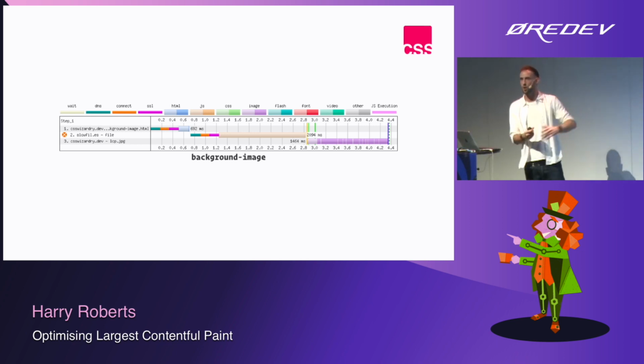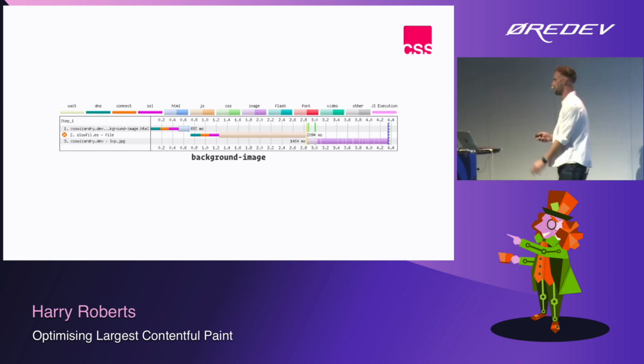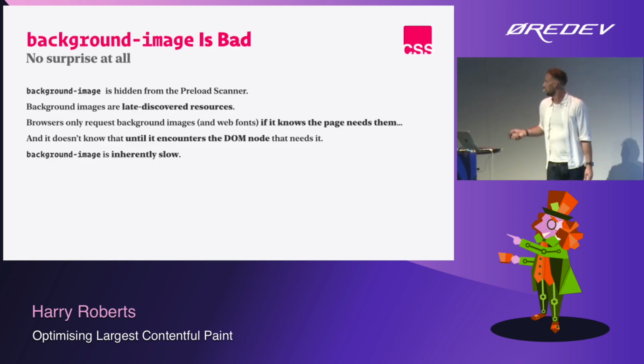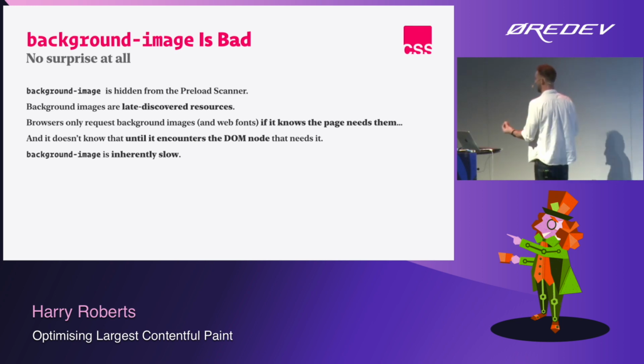This is very, very slow and looks exactly like the image in the SVG example. I expected this to happen because of how CSS works. I knew this was going to happen. Background image is hidden from the preload scanner because background images and web fonts are late discovered resources.